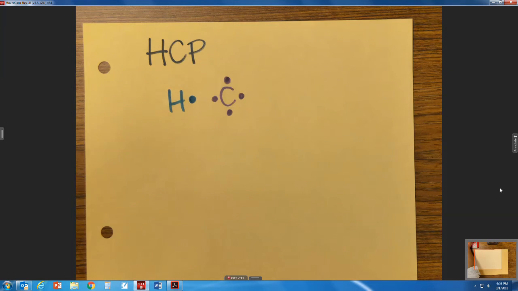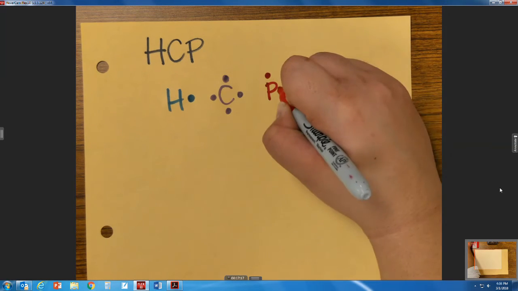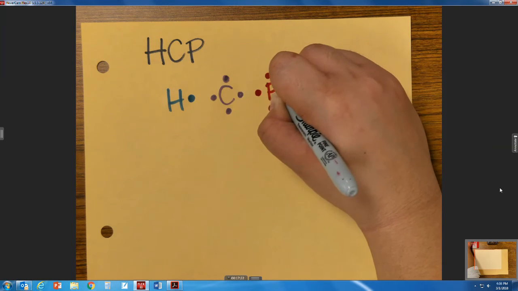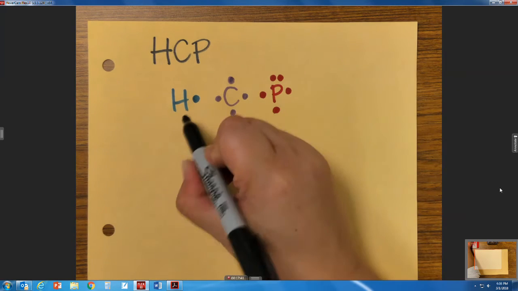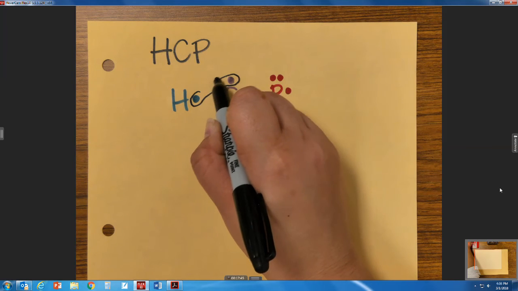Okay, and then lastly we have phosphorus. So phosphorus has 1, 2, 3, 4, and 5. Okay, so those are our elements with their valence electrons. So now that we have that, we can go ahead and start pairing up our single electrons that are going to be shared. Okay, so hydrogen has a single one, so it's going to create a pair with that one right there.